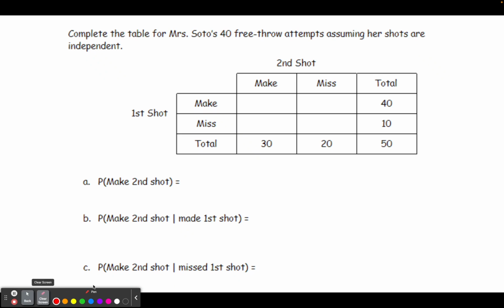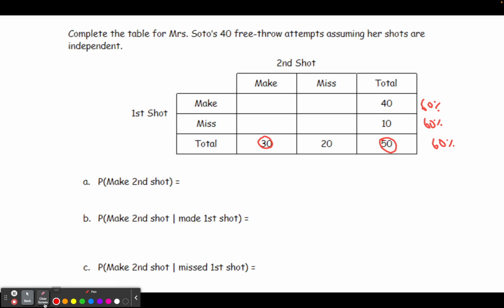So again, remember, overall, I made 30 out of 50 of these second shots, which is where the 60% free throw shooter comes from. So we'll put 60% off to the side. Now, if my attempts are independent, that means that I should make 60%, whether I make the first one or I miss the first one. So I would make 60% of these shots, and I would make 60% of these shots, right? It should be 60% for each.